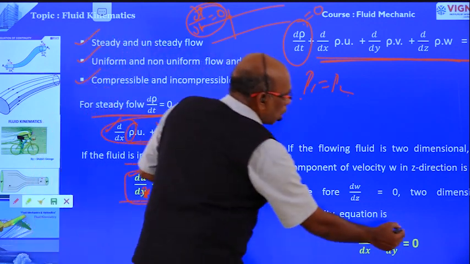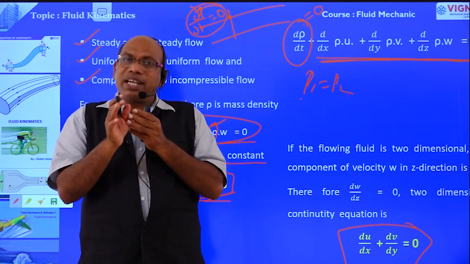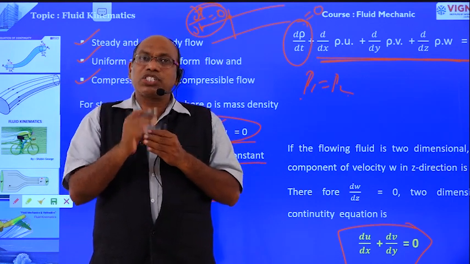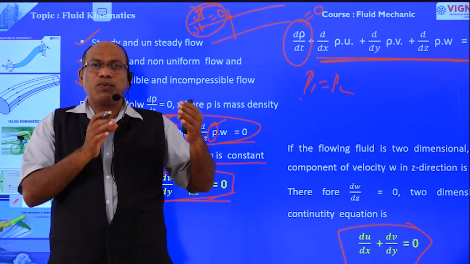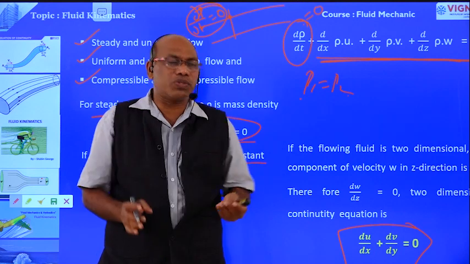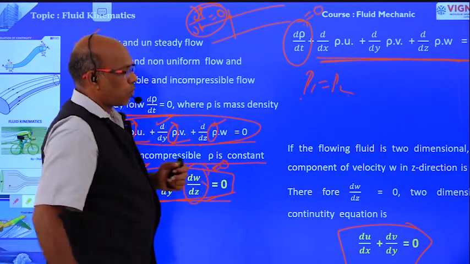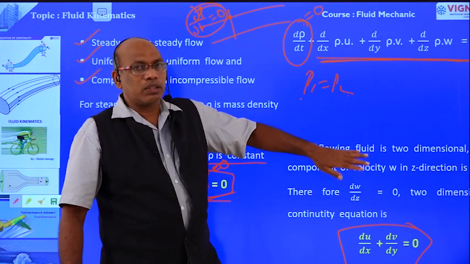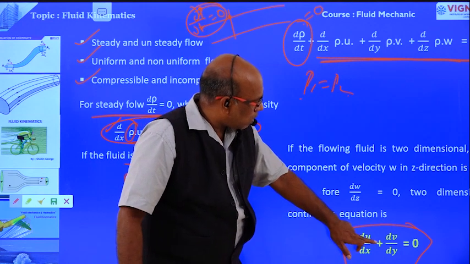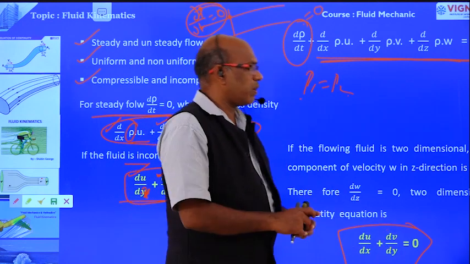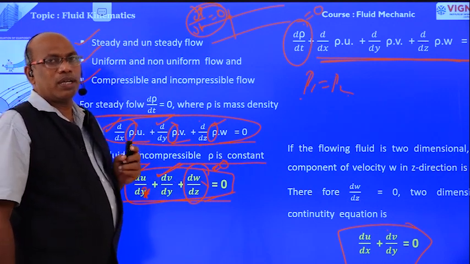Whereas in case of two-dimensional flow, the z direction velocity component w is equal to 0. Therefore, this term is equal to 0. Therefore, the continuity equation in case of two-dimensional flow is dou u by dou x plus dou v by dou y is equal to 0. This is the continuity equation.